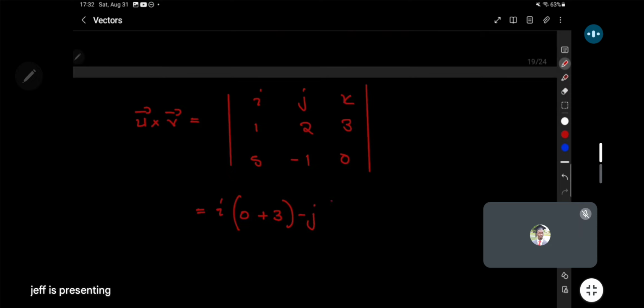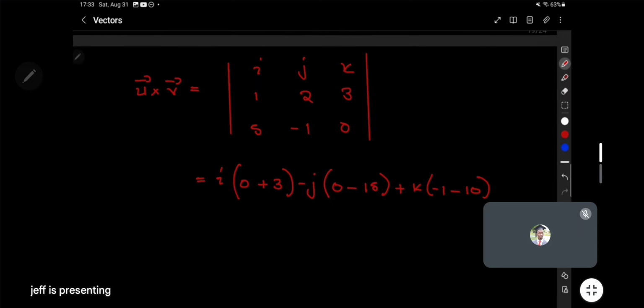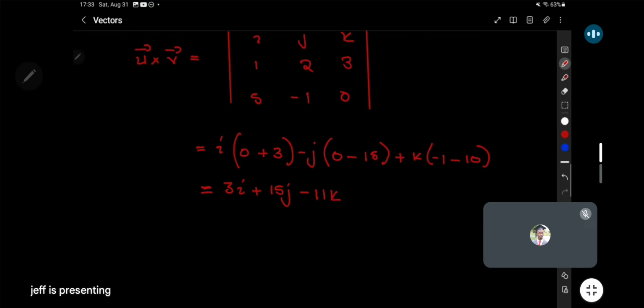Then minus j. When we hold j, we have 1 times 0, that will be 0, minus 5 times 3, that will be 15. Then plus, now we keep k, it will be 1 times negative 1, giving us negative 1, minus 5 times 2, giving us 10. When we simplify, this will be 3i, then plus 15j, and then minus 11k. So we now have the cross product.